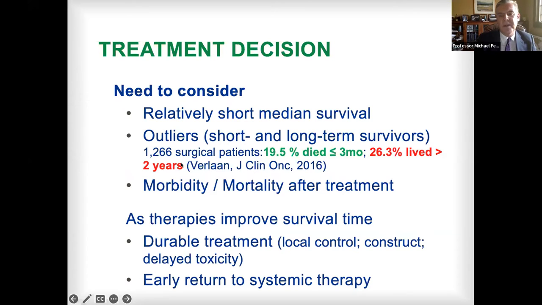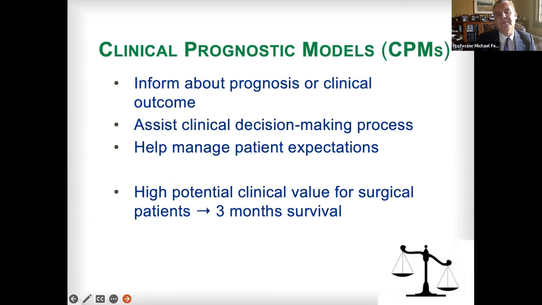But it's important to recognize this, because for patients with very short-term survival, perhaps these patients are going to be managed palliatively. If you consider an intervention, you'll want to do something that's quite minimally invasive. The long-term survivors, though, need a more durable treatment, or else you'll be back in the operating room with local recurrence and treatment failures. So what about clinical prognostic models?